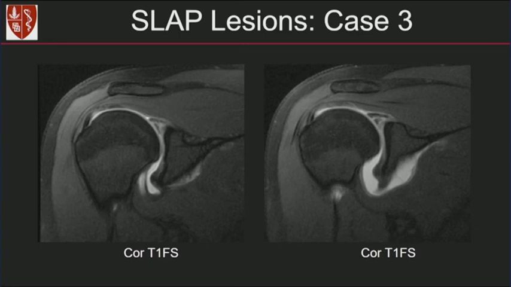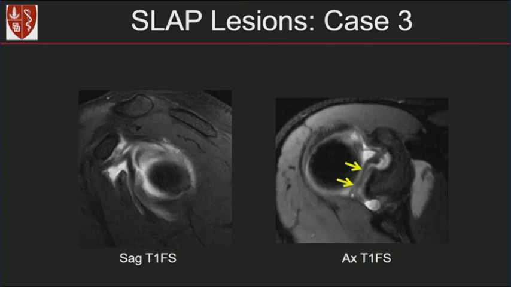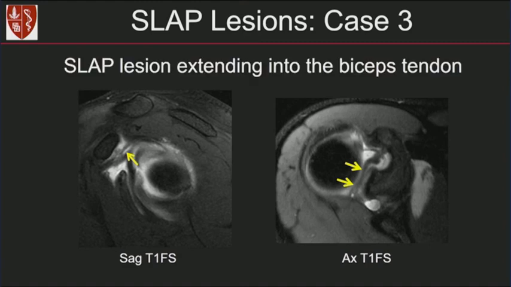It's another case, coronal images again, MR arthrogram. Now you can see abnormal signal in the superior labrum. The right image shows the contrast going into the biceps anchor. Same patient, sagittal image and axial image. Here we can see on the axial images, look at how wide that signal is, separating the superior labrum from the glenoid. On the sagittal image, here's the abnormal signal going into the biceps tendon. So this is reported out as a SLAP lesion extending into the biceps tendon.